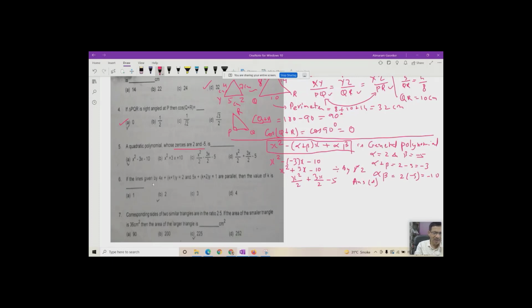The next question is, if the lines given by 4x plus k plus 1y is equal to 2 and 5x plus k plus 2y is equal to 1 are parallel, then what is the value of k? So please type your answer in the comment box. Let me see how many of you have got the correct answer or know how to solve this problem. Please type the answer in the comment box.